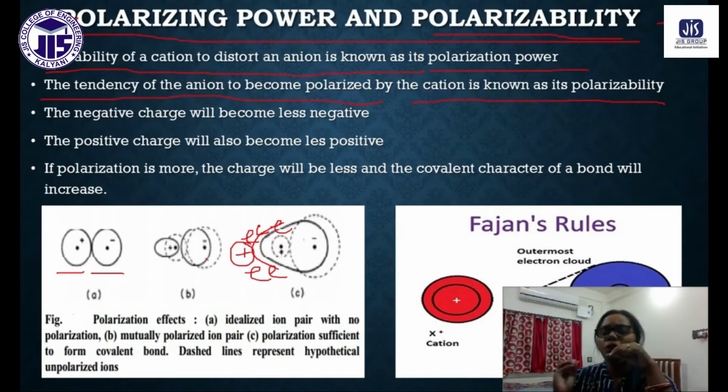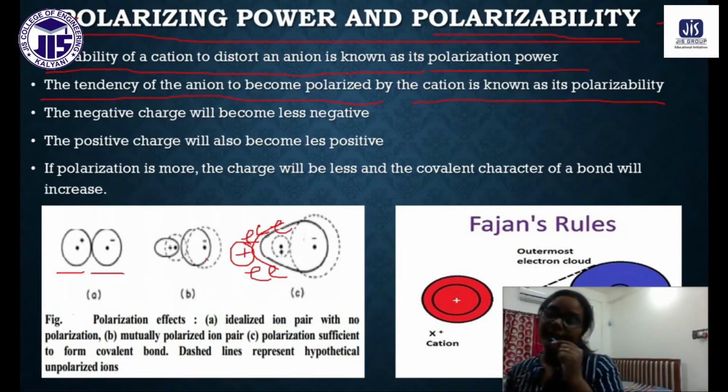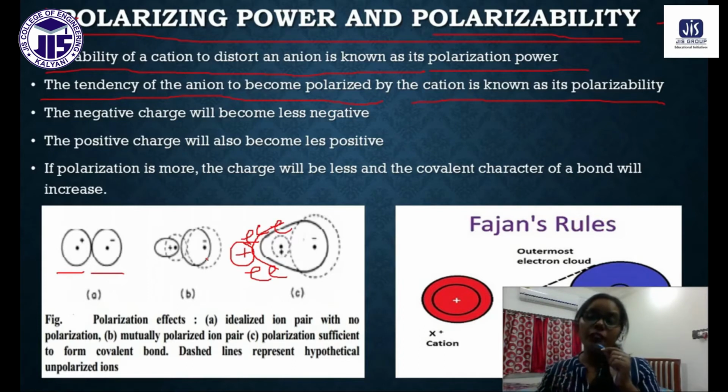So polarizability is the property to lose the electron, to be distorted towards the positive ion. This property is called the polarizability. The anion has this tendency to lose its electron, to distort its electron towards the positive ion, in presence of positive ion. So this property is generally called the polarizability.